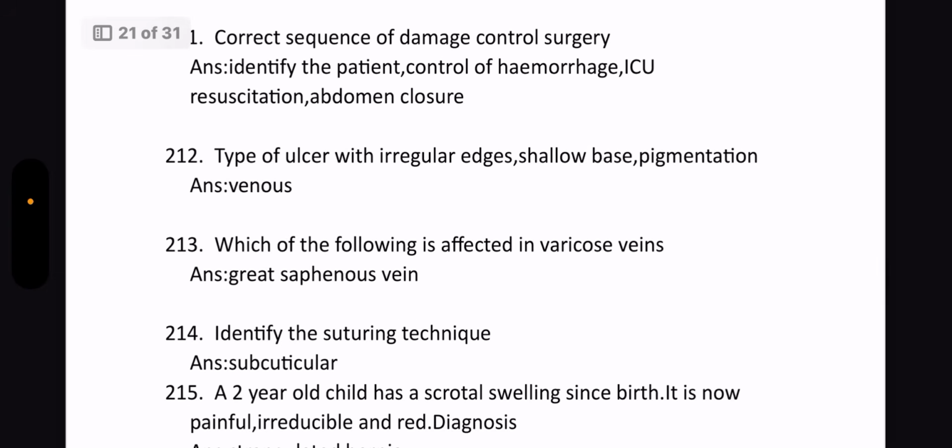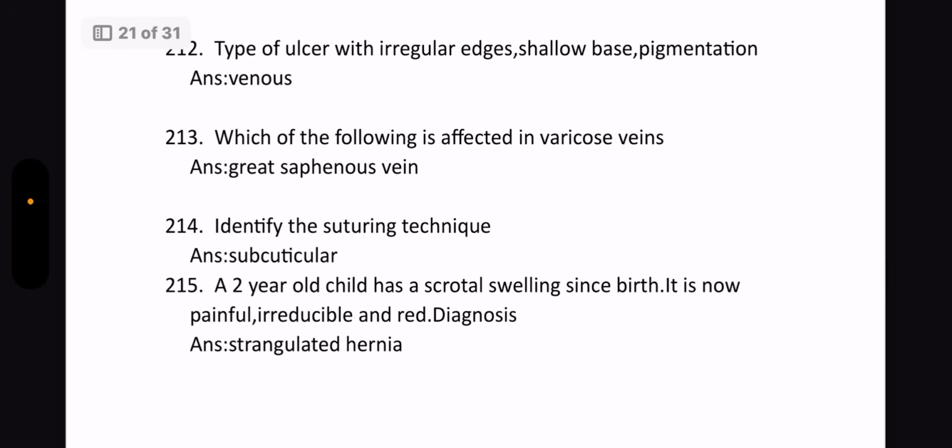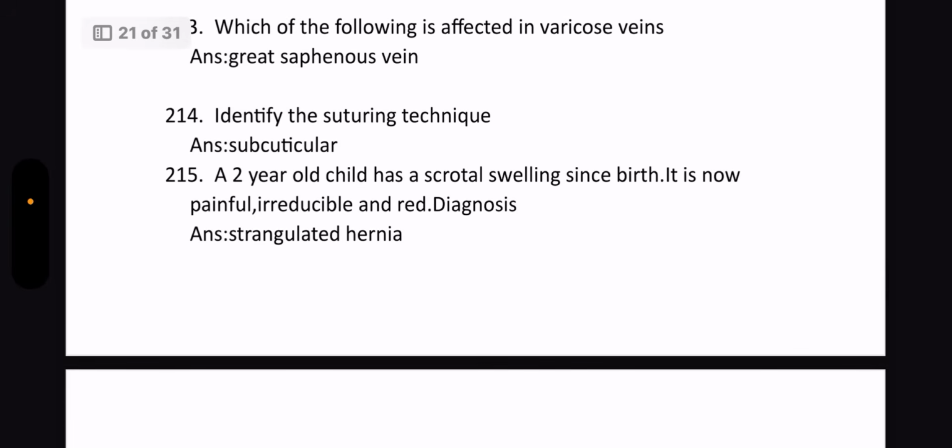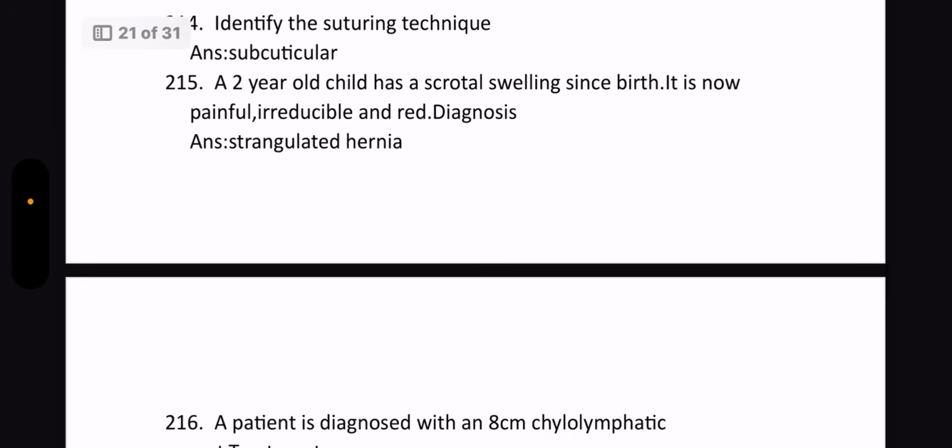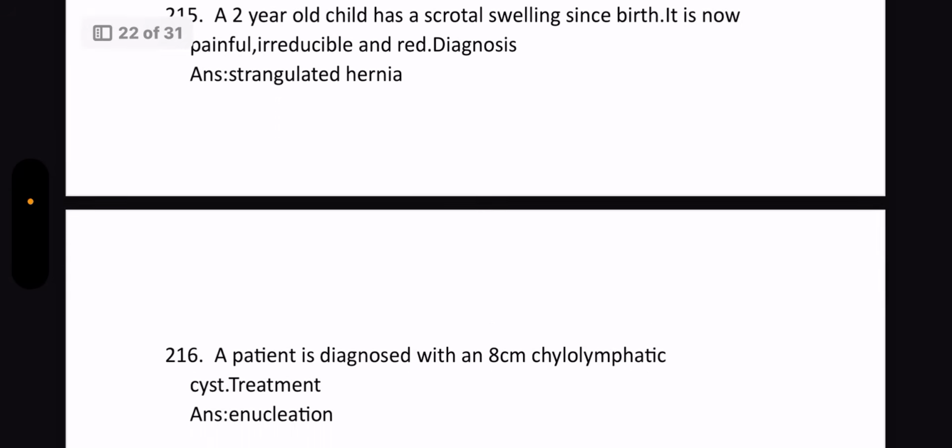Next, correct sequence of damage control surgery. Identify the patient, control of hemorrhage, ICU resuscitation and abdomen closure. Type of ulcer with irregular edges, shallow base and pigmentation. Answer is venous. Which of the following is affected in varicose vein? Answer great saphenous vein. Identify the suturing technique. Answer subcuticular. Next, a 2-year-old child has scrotal swelling since birth. Now it is painful, irreducible and red.